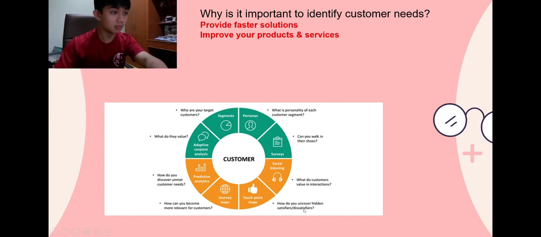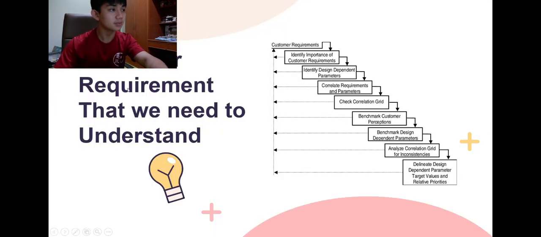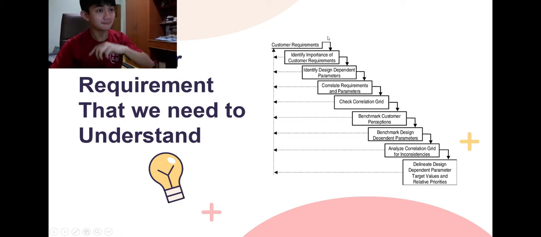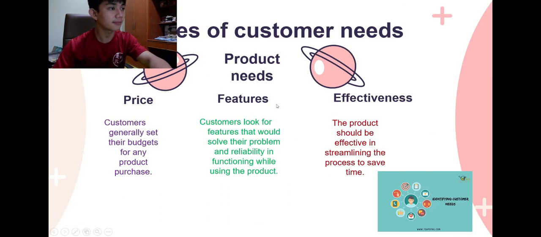So this is the image that shows how we need to contact the customer. Then we got customer requirements that we need to understand. This is the step that we need to do step by step to make us understand more about the customer. Then types of customer needs. We got product needs and service needs.